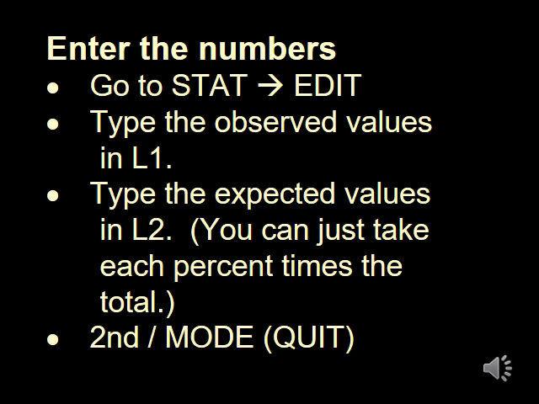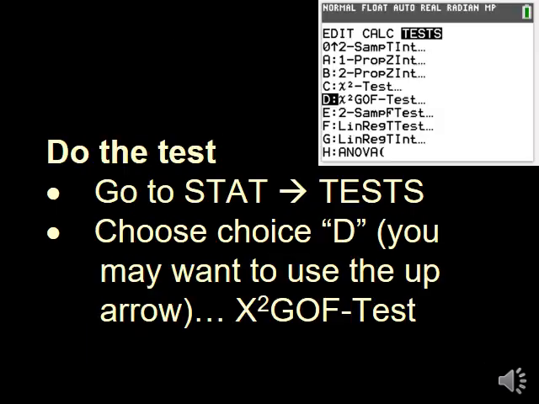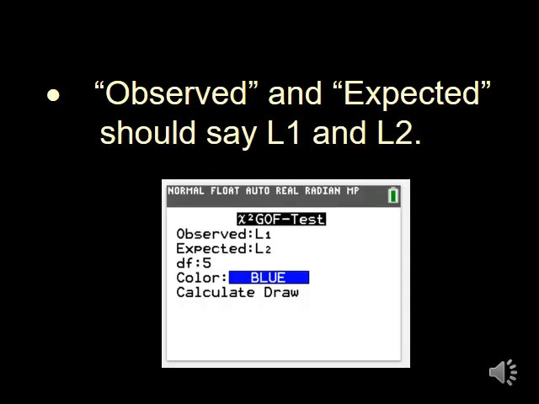But you type all your numbers into your lists and then you hit quit. Again, you go to Stat, Tests, and here what you'd want to do is choose choice D on a TI-84, which is the goodness of fit test. The input screen in there will say observed and expected, and those should say, and almost certainly do, L1 and L2. If for some reason they didn't, the place that you change that is by hitting second 1 and second 2. That gives you L1 and L2.